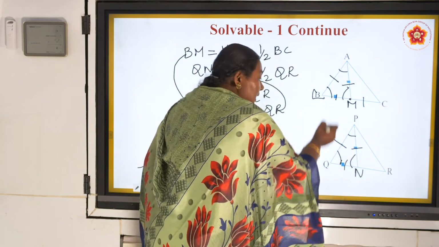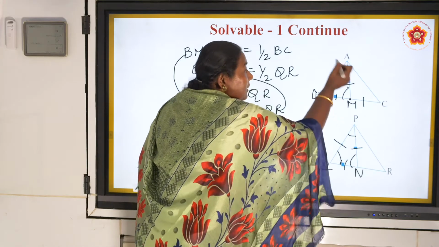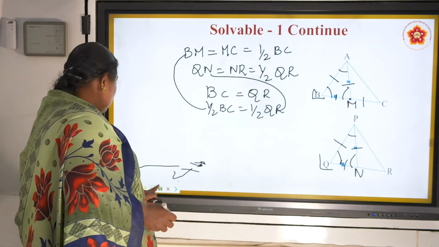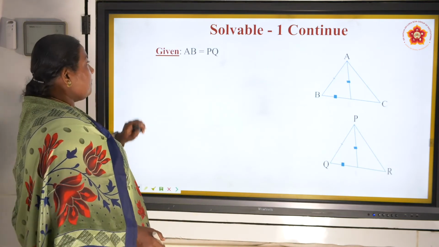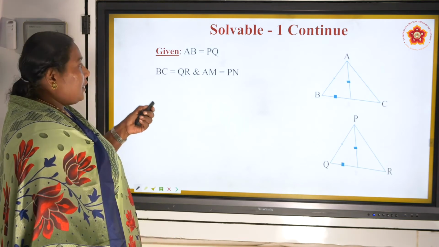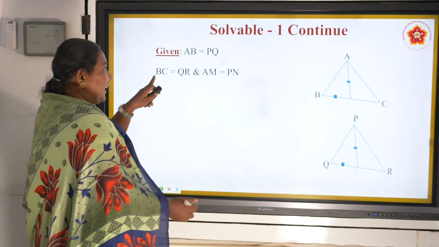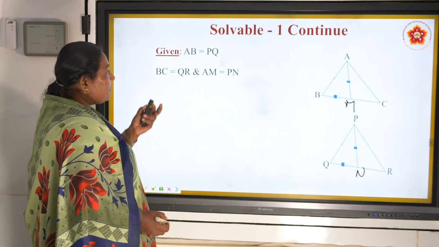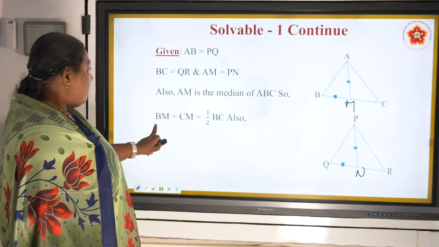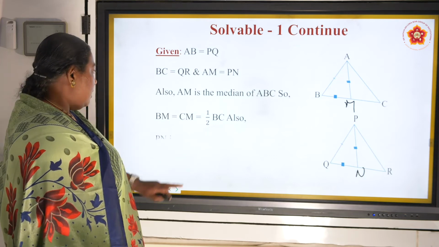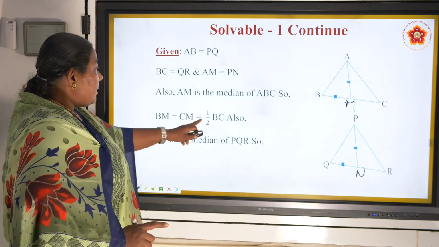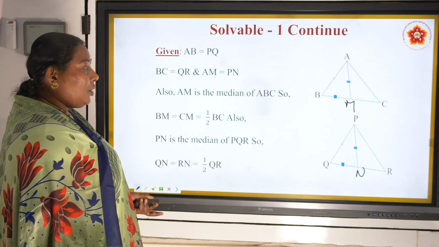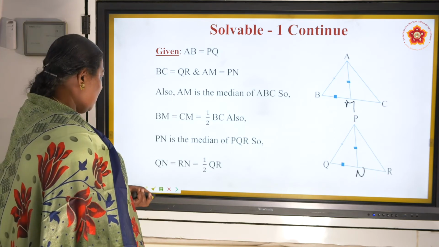So angle B is equal to angle Q, angle BAM is equal to angle QPN, angle N is equal to angle M. Let us see how to write it. Given AB is equal to PQ, BC and QR are equal. So from that I can tell BM and QN are equal. Next, BM is equal to CM is equal to half BC, because AM is the median. Like that, PN is a median, so I will get QN is equal to half of QR.